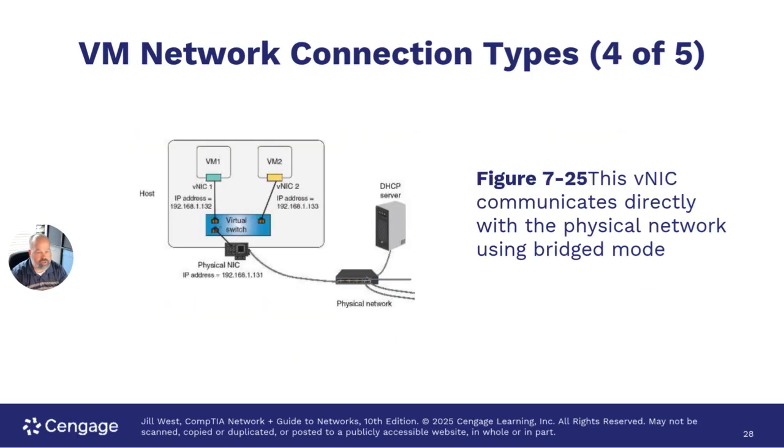This diagram shows bridged mode in action. The VNIC communicates directly with the physical network. It's like having a direct phone line instead of going through a switchboard operator. Each VM gets its own IP address from the DHCP server, just like any other device on the network. The virtual switch acts as a transparent bridge, making the VMs appear as if they're physically connected to the network.